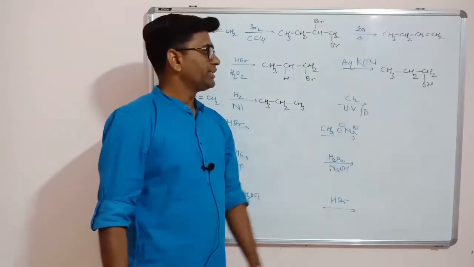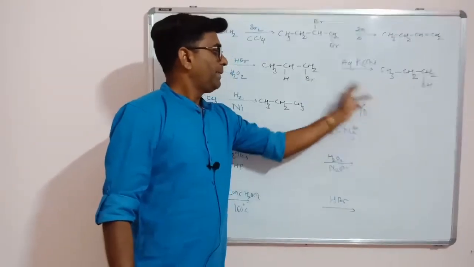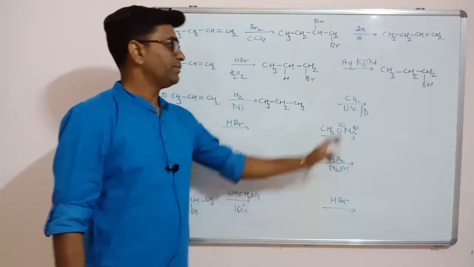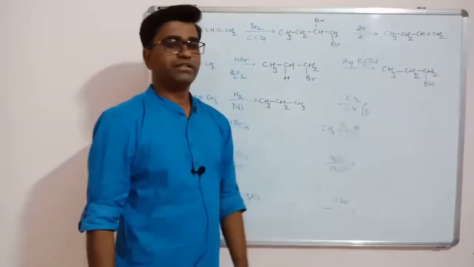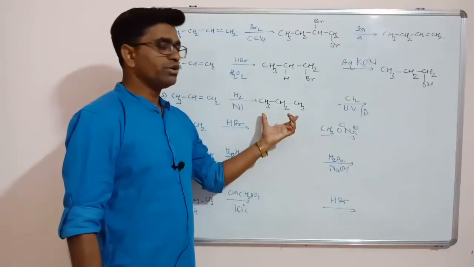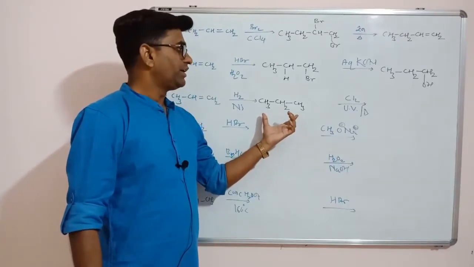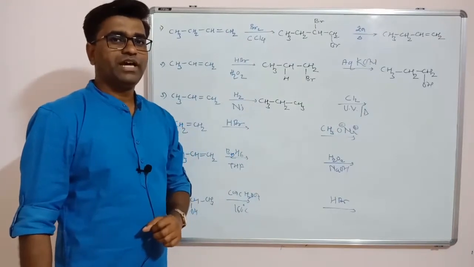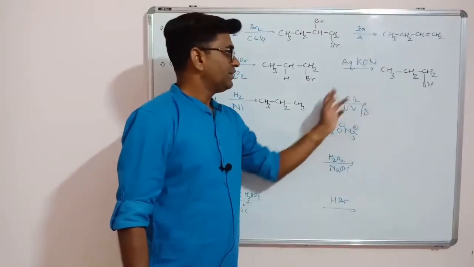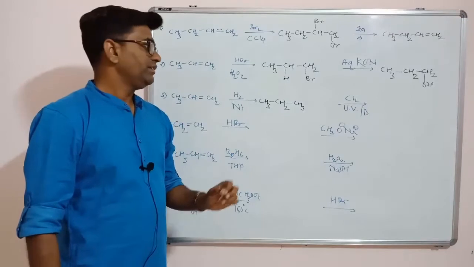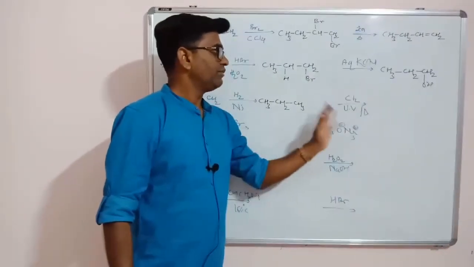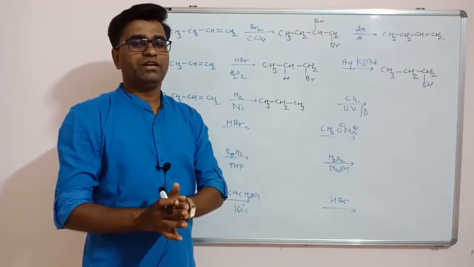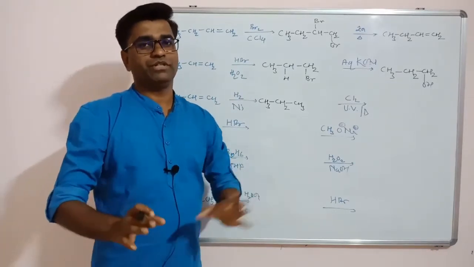Next reagent, that is chlorination. Now this is not an addition, it's a substitution reaction, again a halogenation reaction. So in the presence of UV light or heat, what will happen? One or more hydrogen atoms are replaced by this halogen. In this substitution reaction, the most substituted alkyl halide will be the major product.